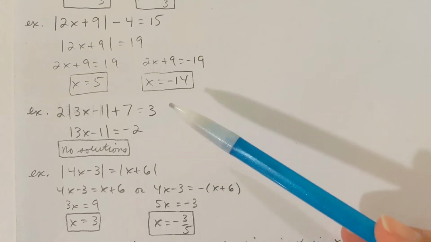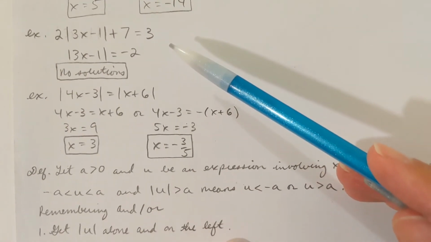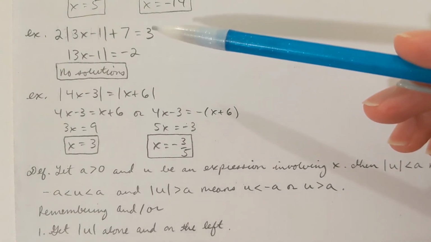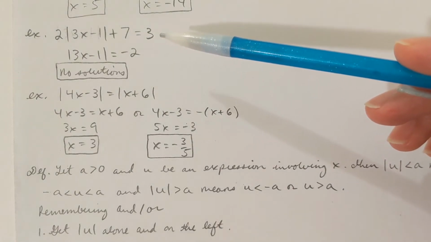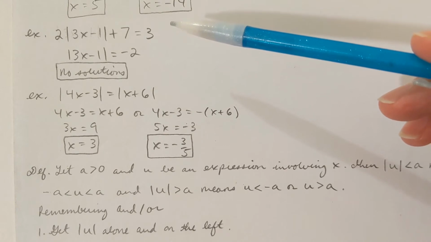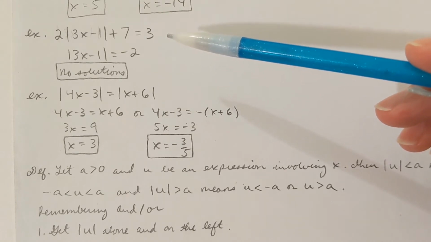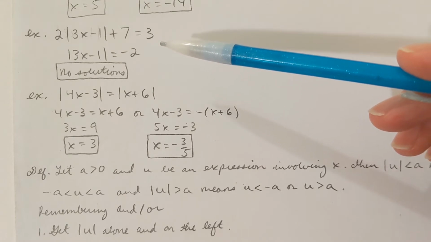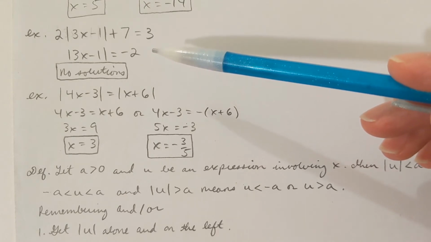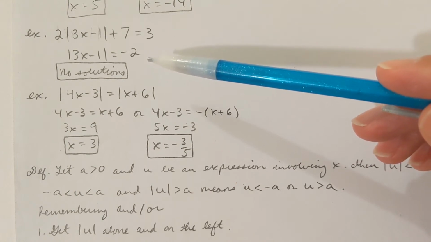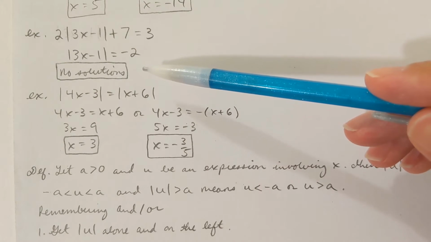Here's another equation. 2 times the absolute value of 3x minus 1 plus 7 equals 3. If I subtract 7, then I've got 2 times the absolute value of 3x minus 1 equals negative 4. And divide by 2, the absolute value of 3x minus 1 equals negative 2. No solutions to that one.